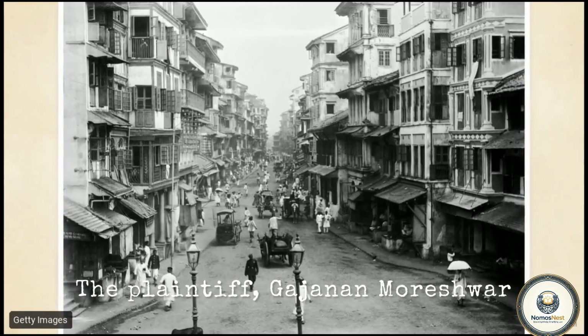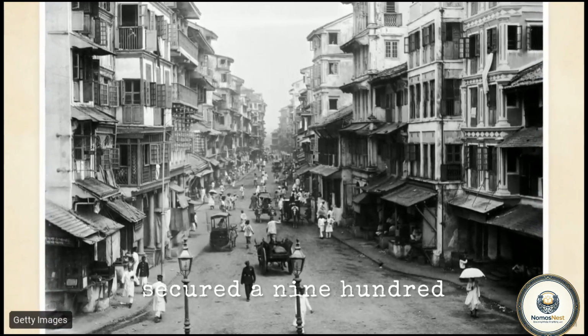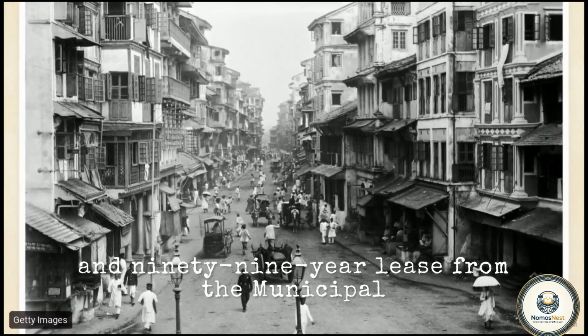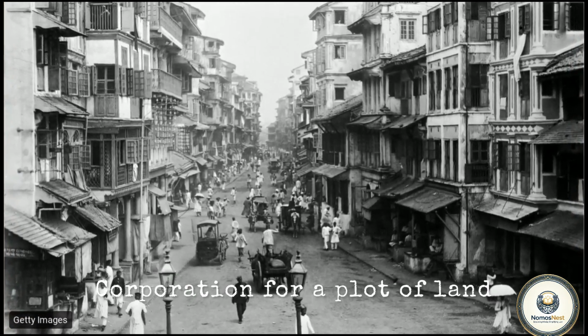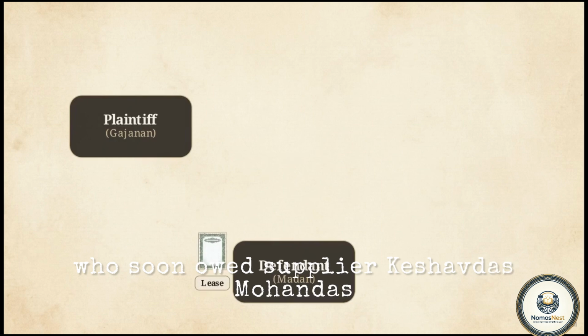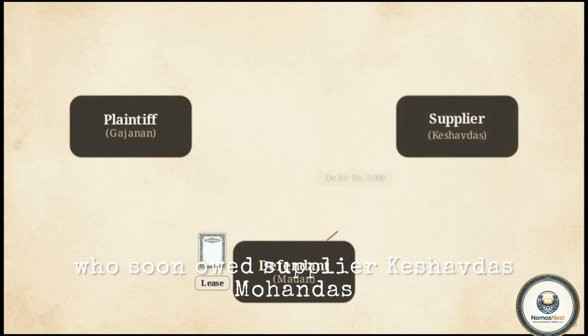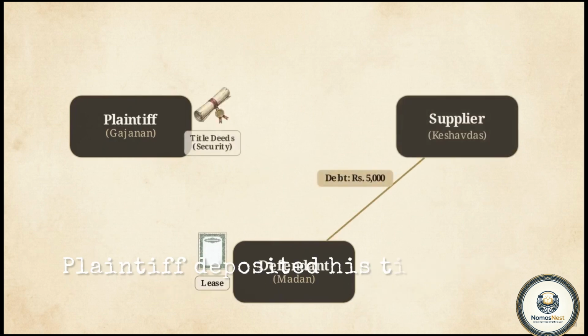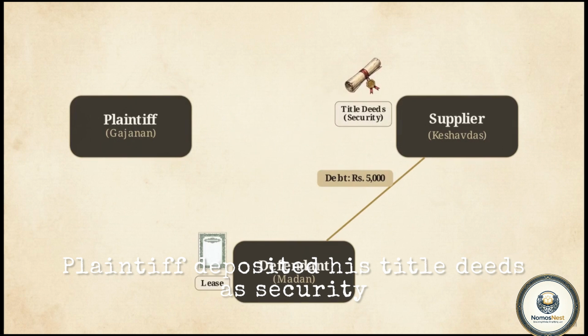The plaintiff, Gajanan Moreshwar, secured a 999-year lease from the municipal corporation for a plot of land. Plaintiff transferred the lease to defendant Madan, who soon owed supplier Keshav Das Mohandas 5,000 rupees. Plaintiff deposited his title deeds as security.